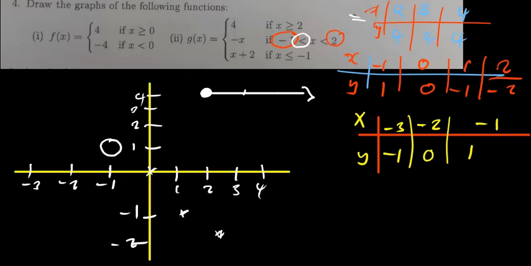So starting from this point going down, but that point is not included. Don't forget to put an arrow showing that we don't know where the graph is ending. The next one, I'll start with negative 1 comma 1. But since these things are not included, in fact, let's do this.